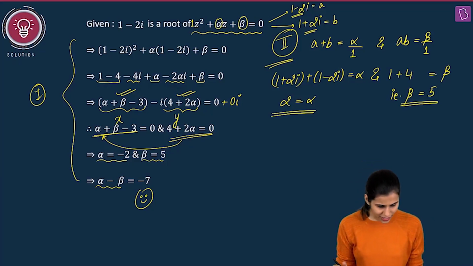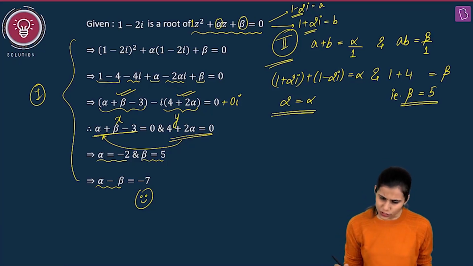Isn't it? Am I right? So in here something is wrong. We should get alpha as minus 2. Why am I not getting alpha as minus 2?